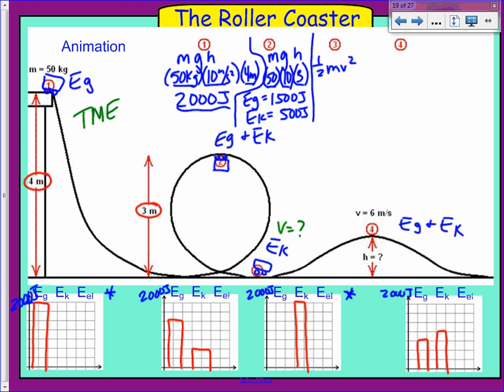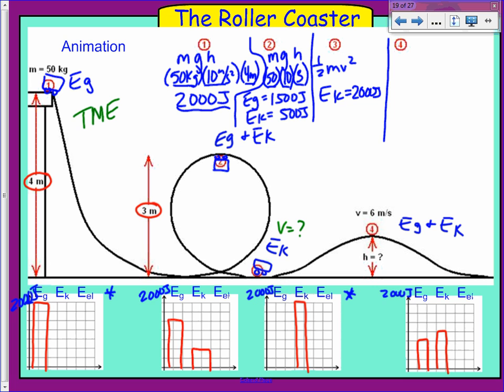Looking at number 3, you may notice that we still do not know what the velocity is. But remember, energy is conserved. Since all the energy has been converted to kinetic at spot number 3, we know that the kinetic energy at that point must be 2,000 joules.